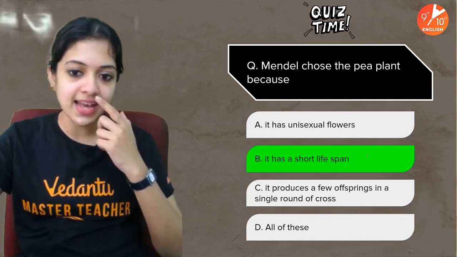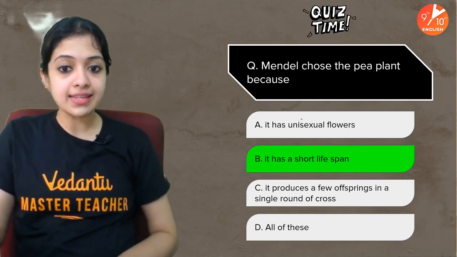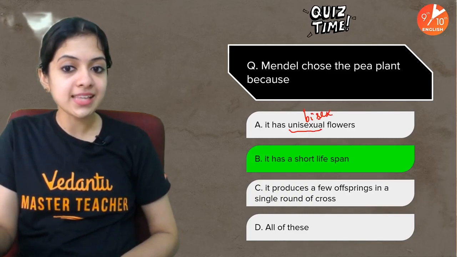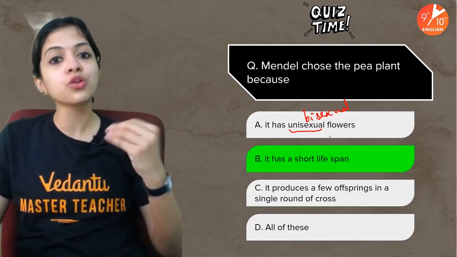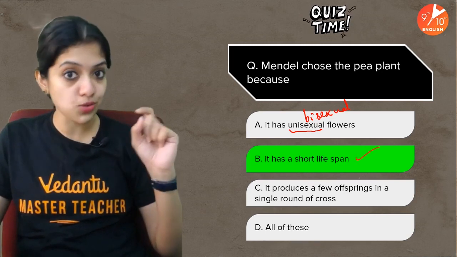The answer is it has a short lifespan. This is the only true reason among these. Do pea plants have unisexual flowers? No, they have bisexual flowers. Remember, I told you they can be easily cross-pollinated, although they are normally self-pollinating. Then it has a short lifespan, of course. I told you that is a fact.